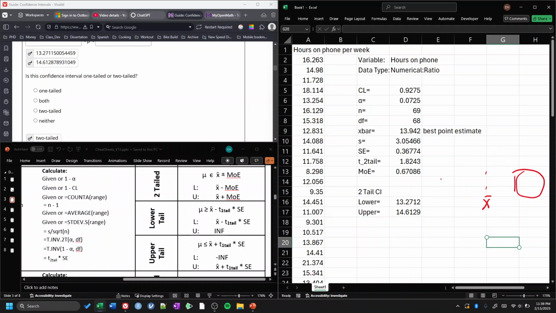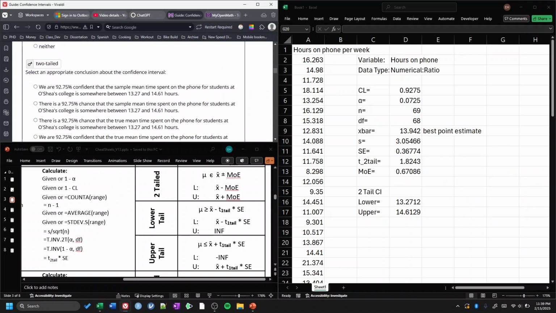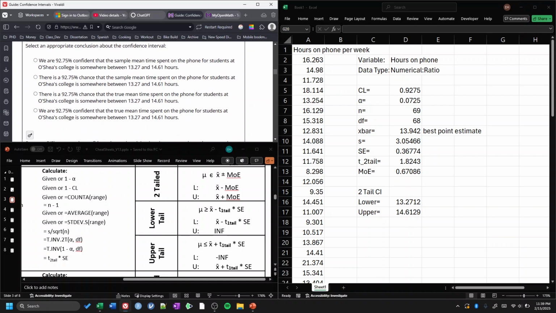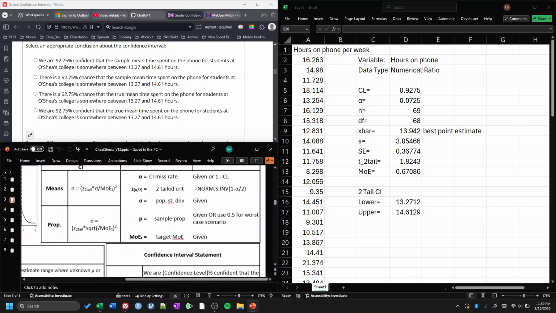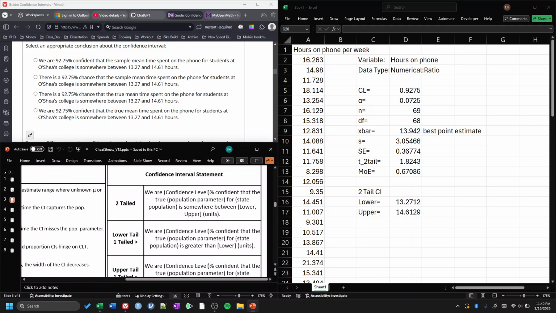All right, let's erase this out, and let's work on to our next question. So it says, select an appropriate conclusion about our confidence interval. All right, so for confidence intervals, there are some good ways to write these out. If we scroll to the bottom of our cheat sheet, notice here, it says for two tails, typically this is how we're supposed to write them. We are blank, the confidence level percent confident that the true population parameter for whoever we're talking about is somewhere between the lower and upper units.